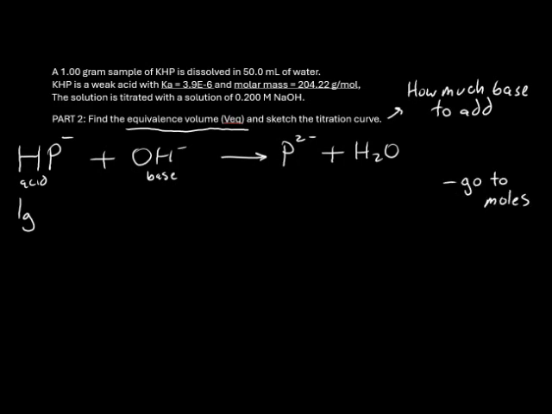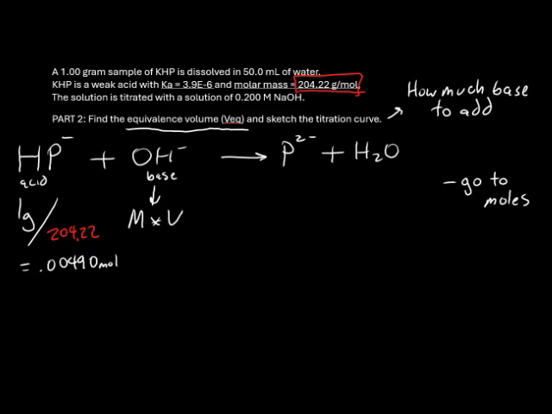In order to reach moles, we'll take that 1 gram of KHP and divide by the molar mass. The molar mass for the KHP is 204.22. We can divide this in a calculator, and we'll get 0.00490 moles.